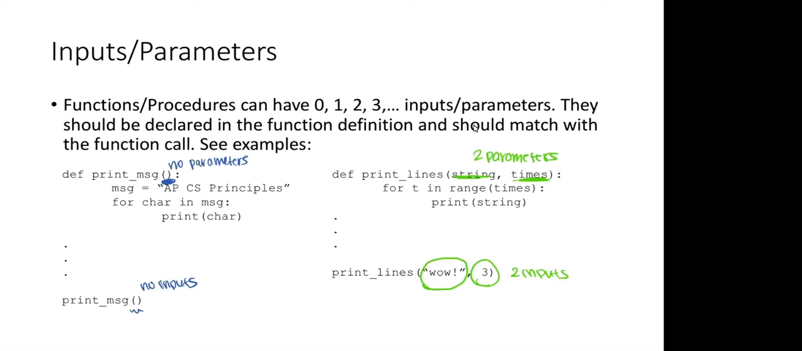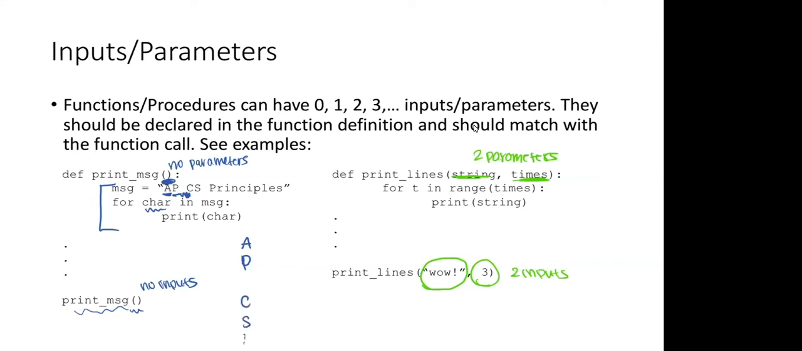So if we run print message, there's nothing being passed in, no parameters, but it's okay because it hopefully should still work. We go inside. The function is called, so we have to trace back to where the function is, which is print message. And we can see message is equal to APCS principles. Now, for each character in the message, we are going to print out the character. So the first character is A, the second is P, the next character is a space, the next is a C, the next is an S, and so on.